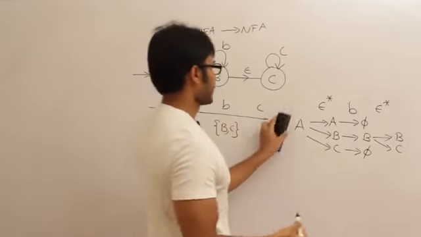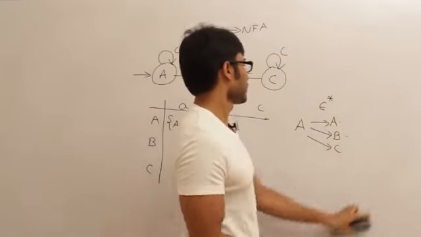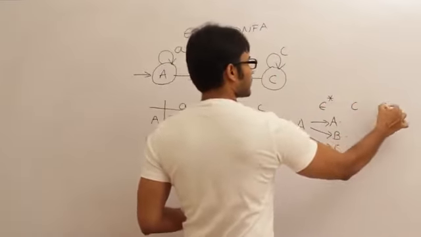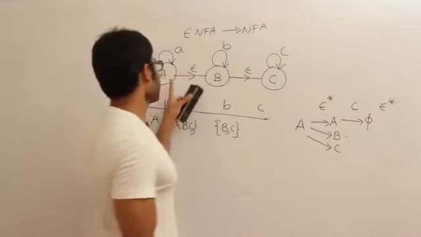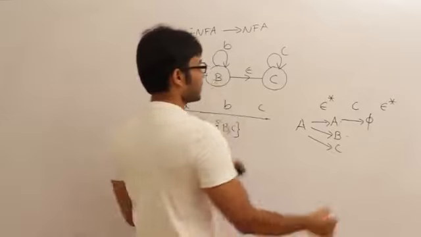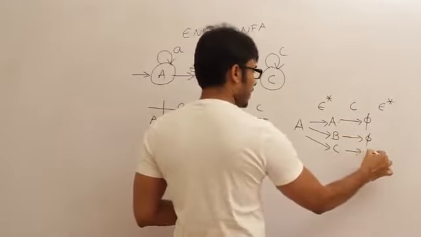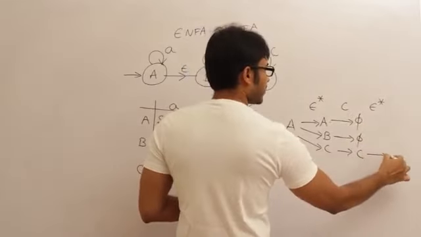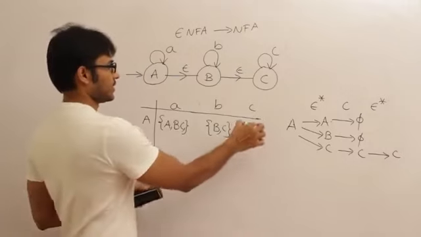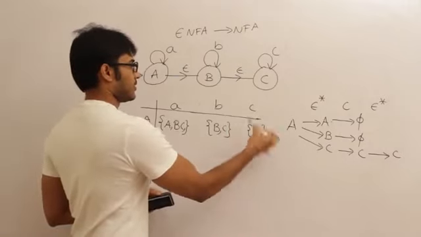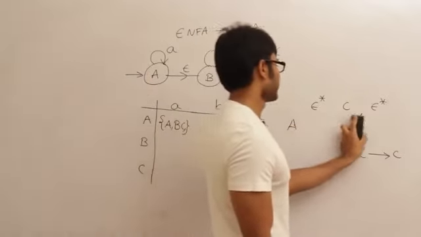Fine. And now what happens on c? Capital A on c is going to phi, because capital A doesn't have any move on c, and capital B doesn't have any move on c, it is phi, and capital C on c is going to capital C itself, and epsilon closure of capital C is capital C. See, this is capital C and this is small c. Fine. And next thing is I will discuss about capital B.